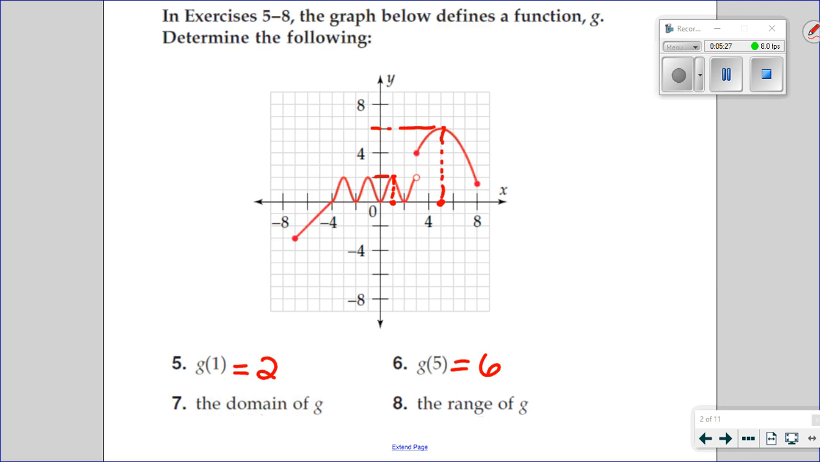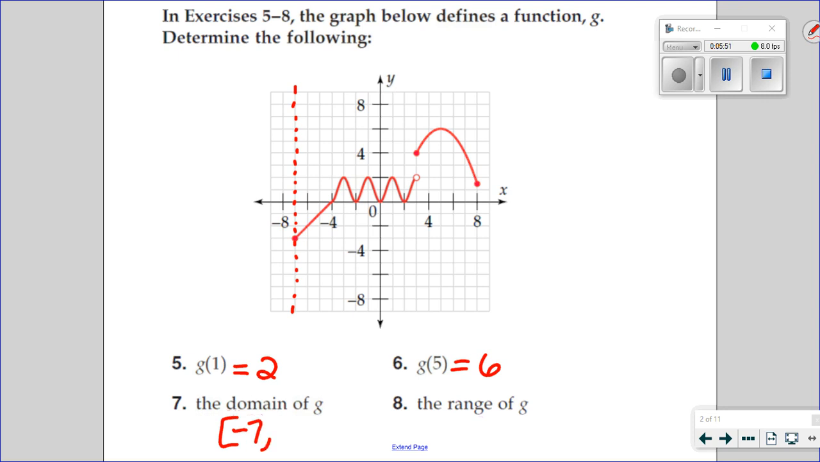All right, domain and range. Okay, so remember, to find the domain, you want to look at the graph from left to right. And you are scanning that graph. So I can see that my x values start at -7. And again, I'm using a bracket because of a closed circle.